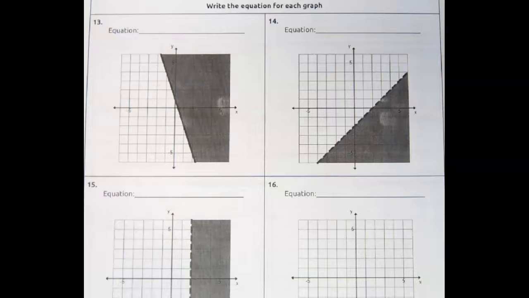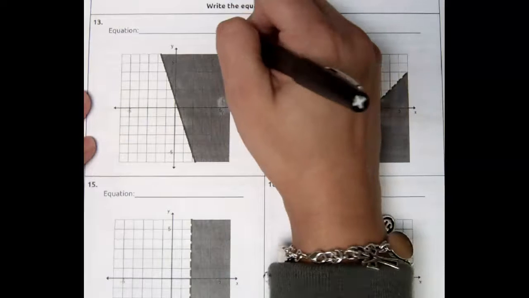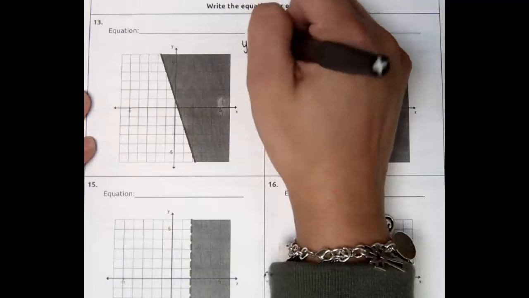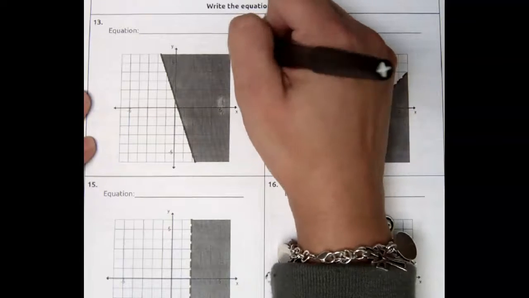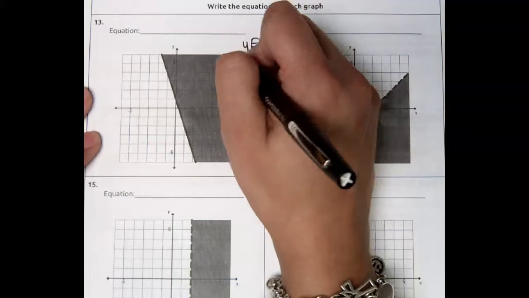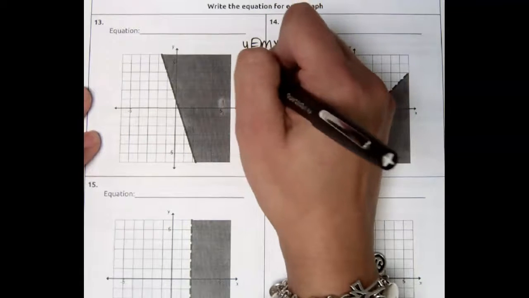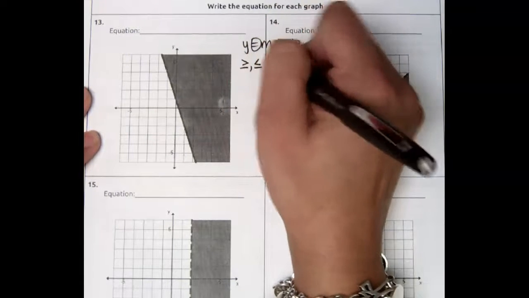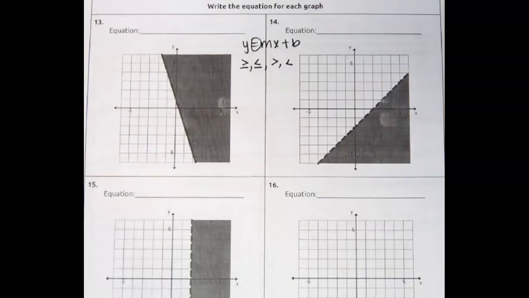In order to write an inequality, we are going to write them in slope-intercept form, which looks kind of like this. Except the difference is we're not going to have an equal sign. We're going to have one of the inequalities. So it's either going to look like this, like this, like this, or like this. So instead of the equal sign, we're going to have one of those.